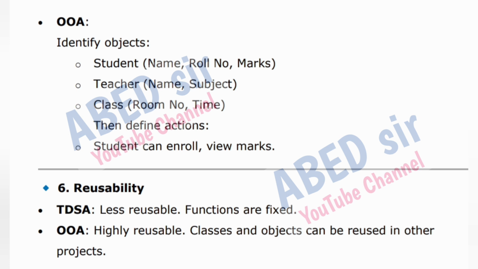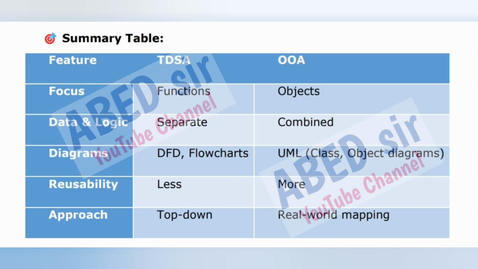6. Reusability. TDSA, less reusable. Functions are fixed. OOA, highly reusable. Classes and objects can be reused in other projects. Summary table. Feature, TDSA, OOA. Focus: functions, objects. Data and logic: separate, combined. Diagrams: DFD, flowcharts, UML, class, object diagrams. Reusability: less, more. Approach: top-down, real-world mapping.